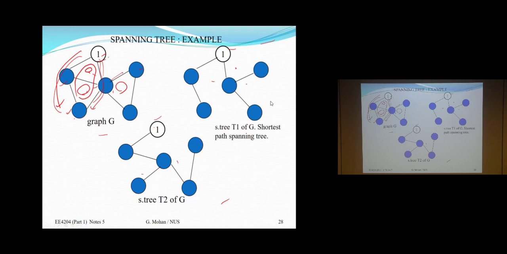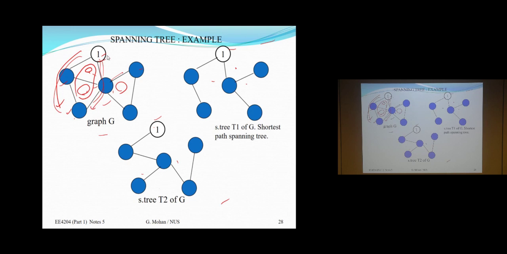And one of the trees is called the shortest path spanning tree. So what do you mean by shortest path spanning tree? Very simple. You take this original graph. If you consider the shortest paths from the root to every other node, and if you combine all of them, we call it the shortest path spanning tree. Maybe I can put it in simpler terms.